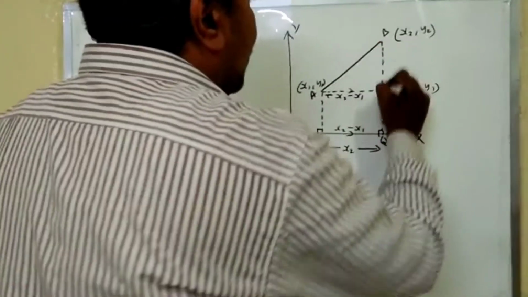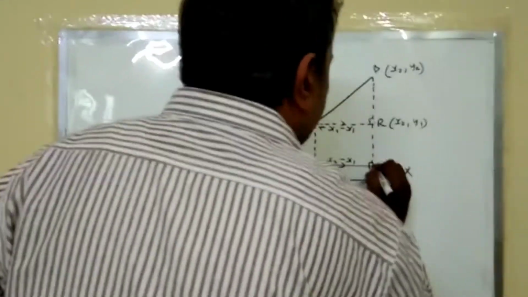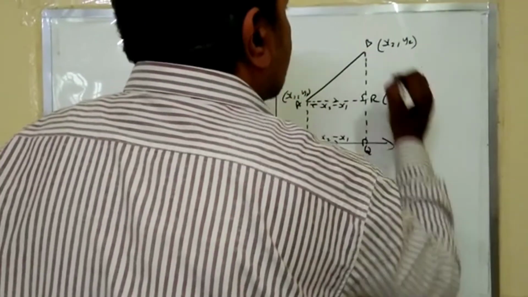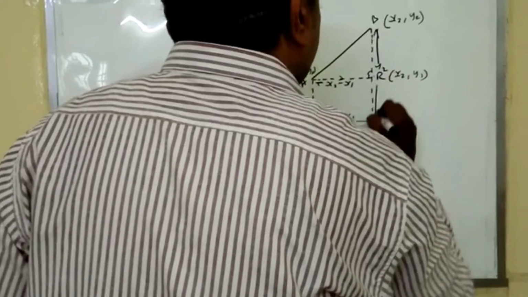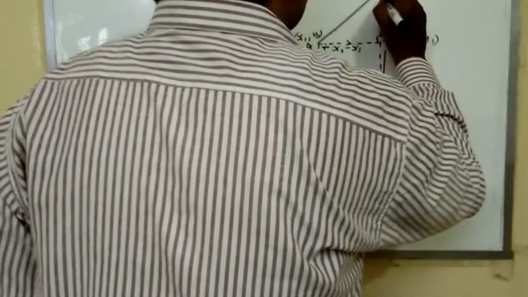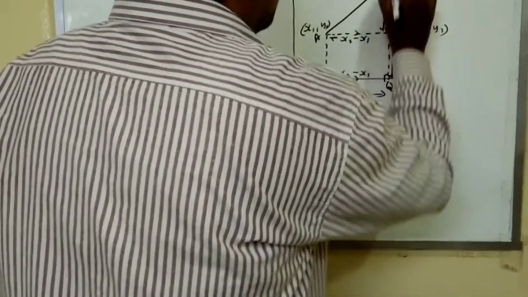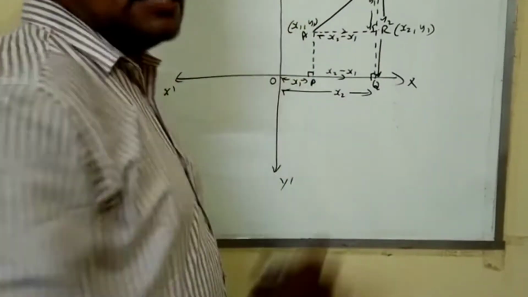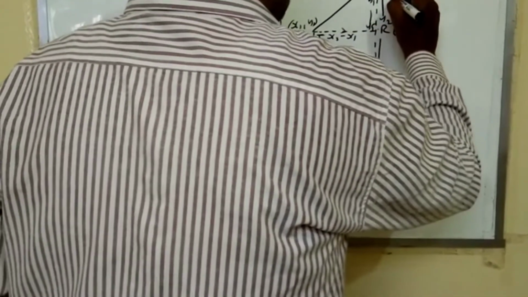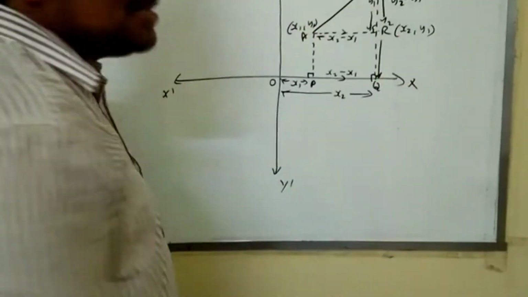Come to BR. As usual, from here to here the distance is y2. From here to here the distance will be y2, and from here to here the distance is y1. From R to Q the distance is y1, from B to Q the distance is y2. So the distance from B to R is y2 minus y1.